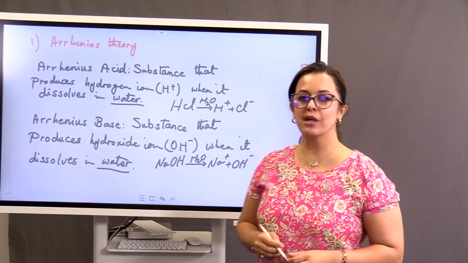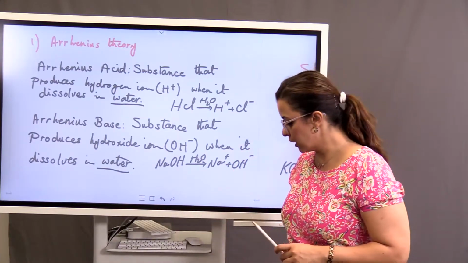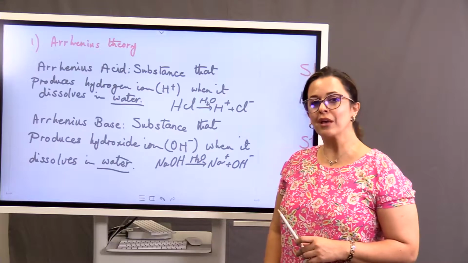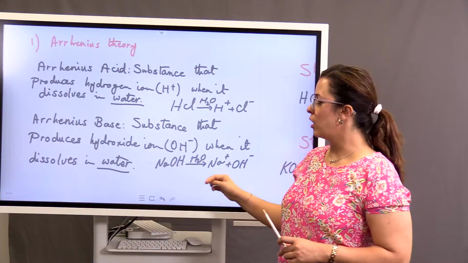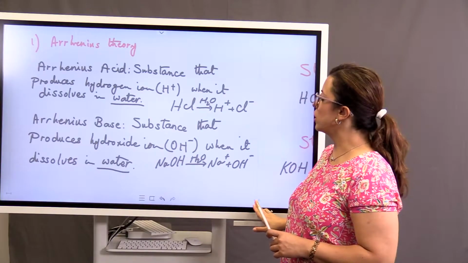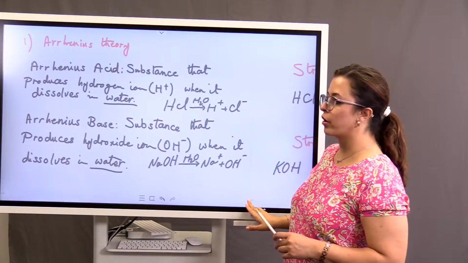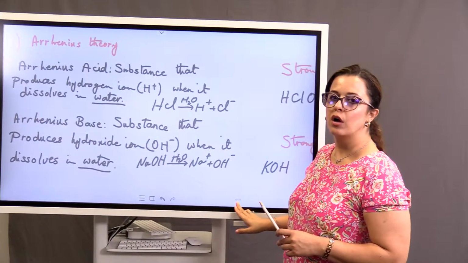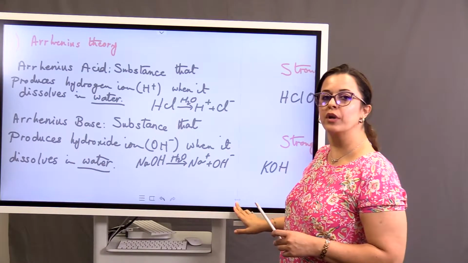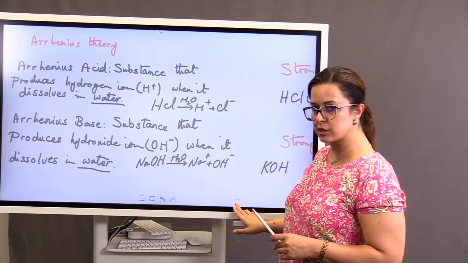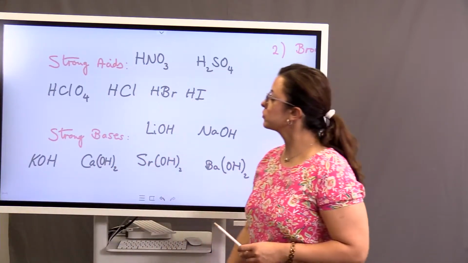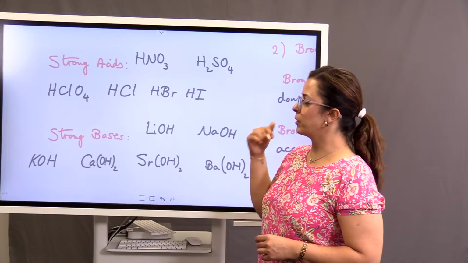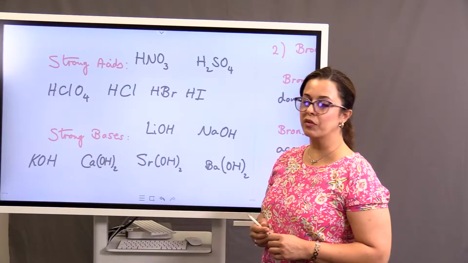So you see, we said Arrhenius theory is the weakest because of the type of solvent that it represents. It's just the water, and we cannot work with this theory in any other solutions. So we have a better theory, but I'm going to go over it in a few minutes.